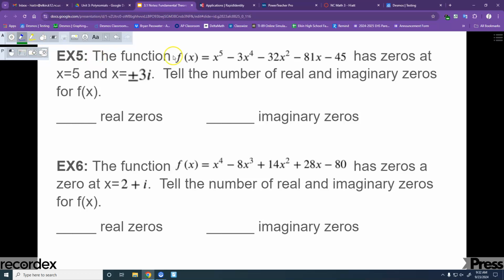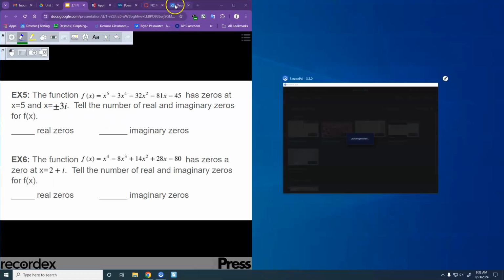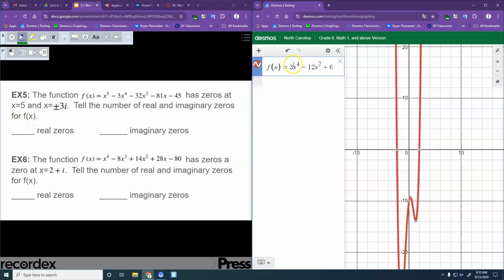All right. So the function f of x equals x to the 5th minus 3x to the 4th minus 32x squared minus 81x minus 45 has zeros at x equals 5 and x equals plus or minus 3i. Tell the number of real and imaginary zeros for f. And this one is where Desmos does come in handy, so I'm going to graph this, but it's not worth getting your computers out for here. You can just look at what I've got up here.